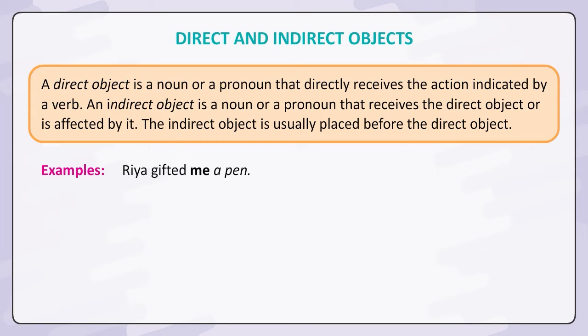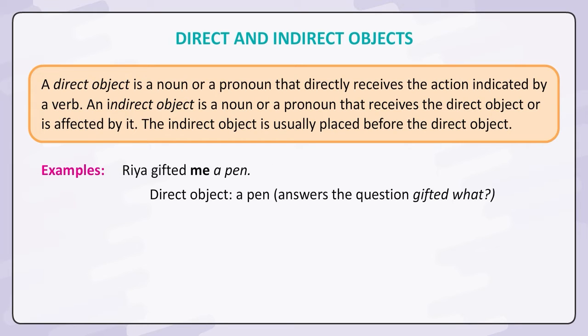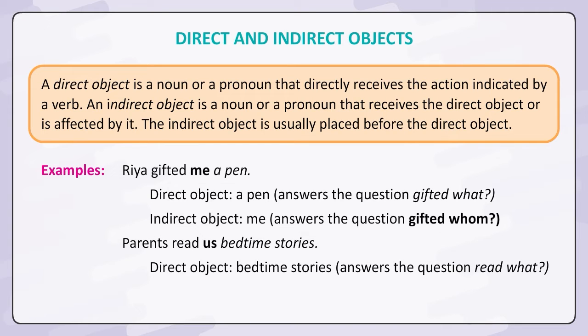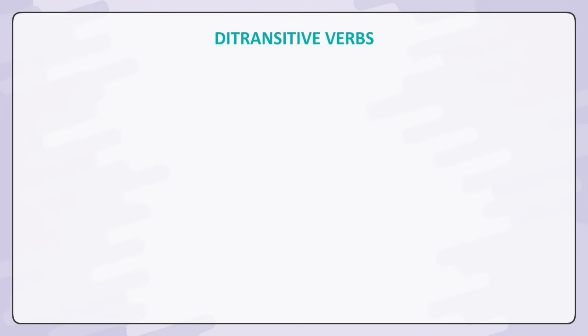Examples. Ria gifted me a pen. Direct object. A pen answers the question gifted what? Indirect object. Me answers the question gifted whom? Parents read us bedtime stories. Direct object. Bedtime stories answers the question read what? Indirect object. Us answers the question to whom?